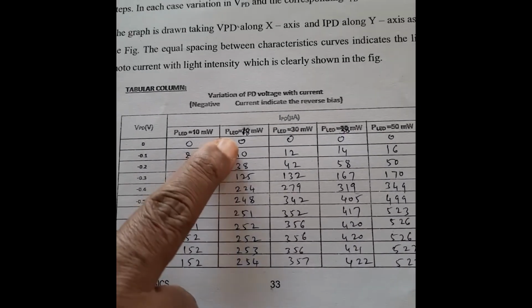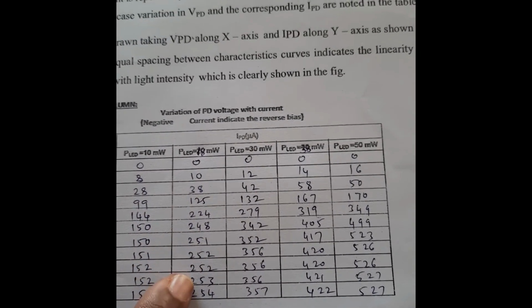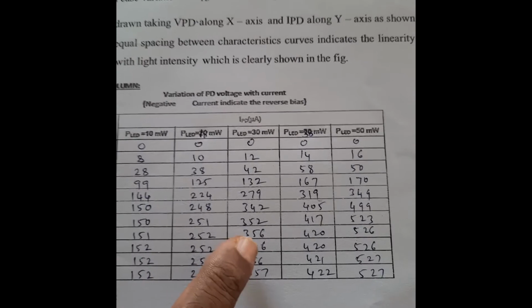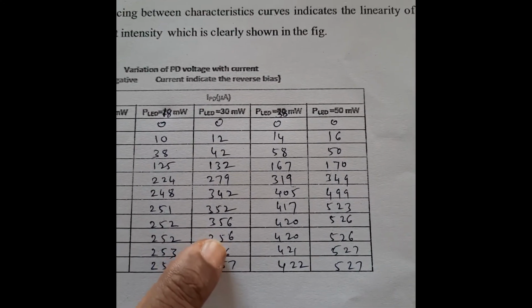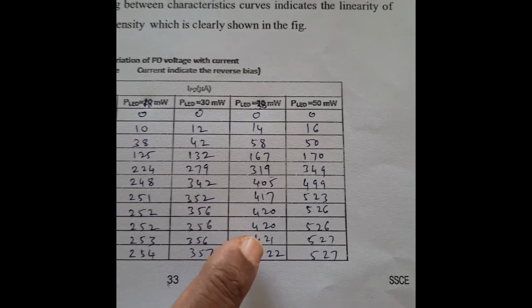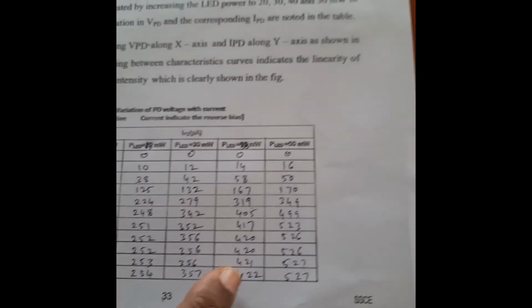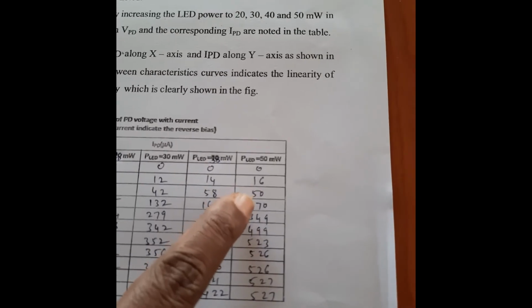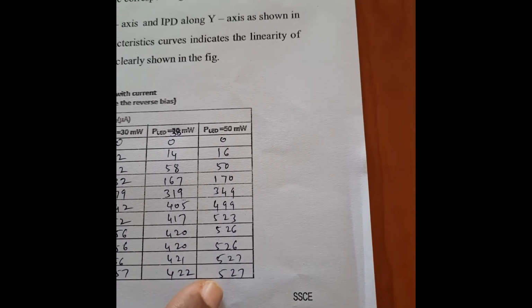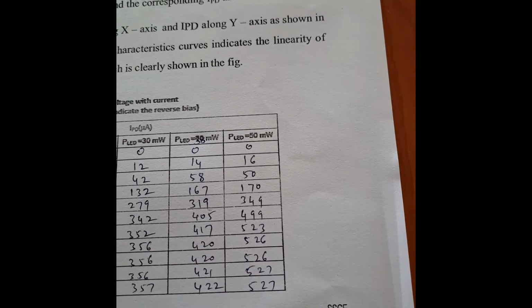For the second case, for 18 milliwatts, the variation of readings is as shown in the tabular column. Here the current saturates in the 251 range, and in the third case for 30 milliwatts the current saturates in the 356 range, and for the fourth trial for 38 milliwatts the current saturates at 420 microamps. And for the fifth trial, for 50 milliwatts, the current saturates at 526 microamps. These were all the set of readings, already recorded.